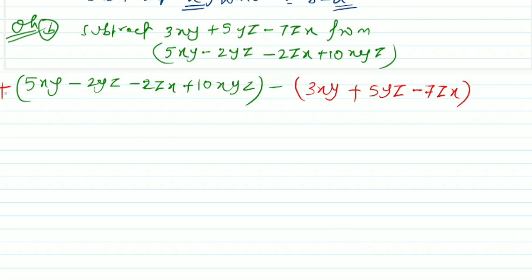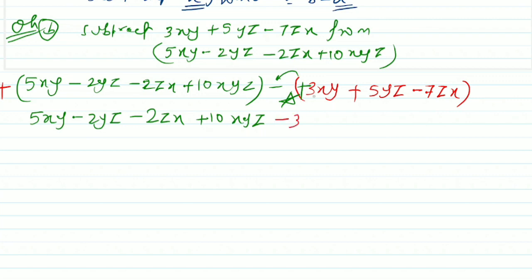So there is positive sign in front of the first bracket. So whenever I open the bracket, I don't change the sign of any term inside the first bracket. So everything is going to be the same, all the signs. And there is negative sign in front of the second bracket. So we have to change the sign of each term in the bracket. So this plus 3xy will become minus 3xy, plus 5yz will become minus 5yz, minus 7zx will become plus 7zx.